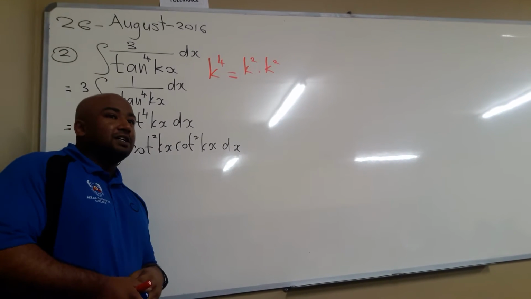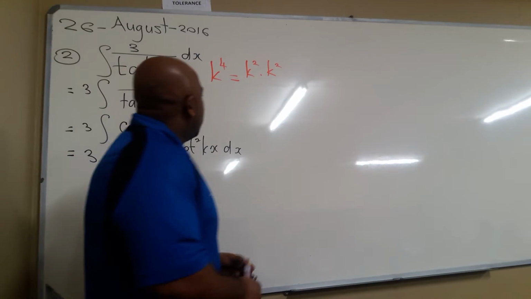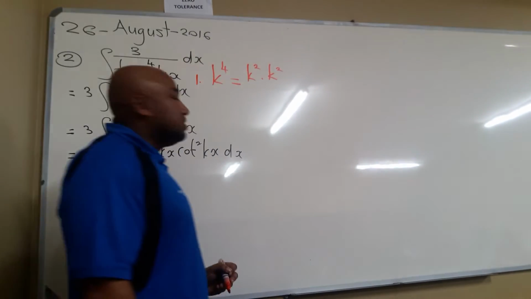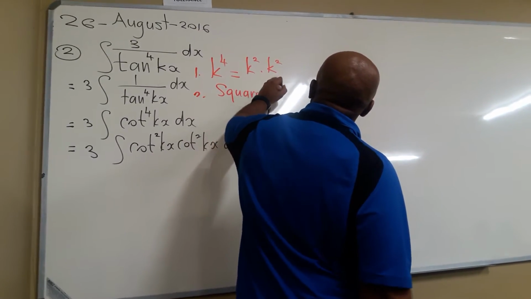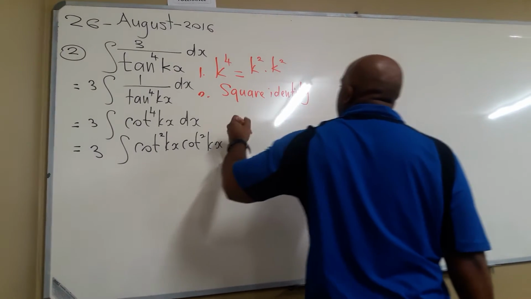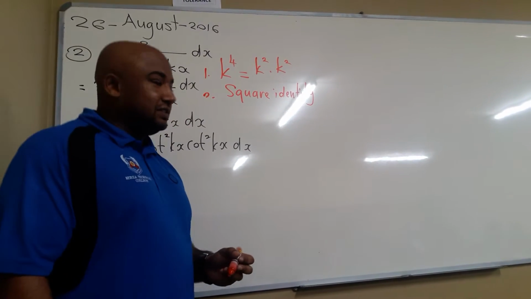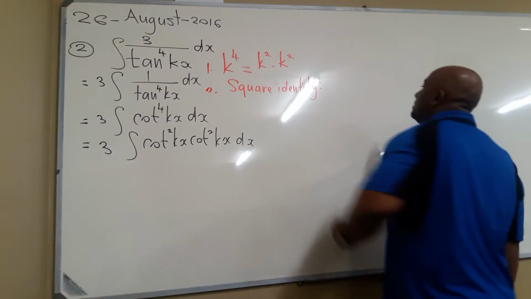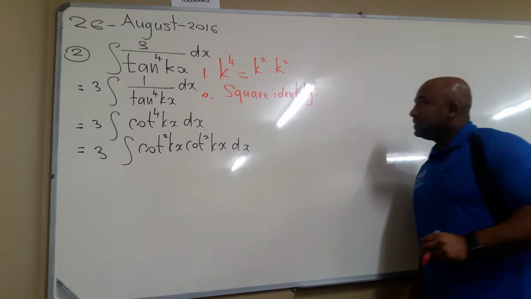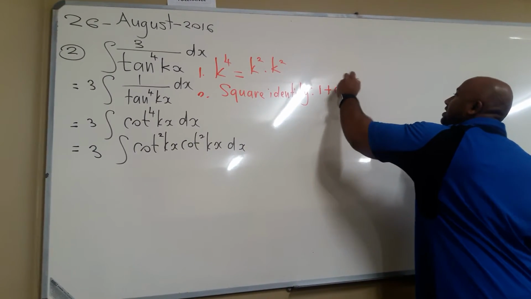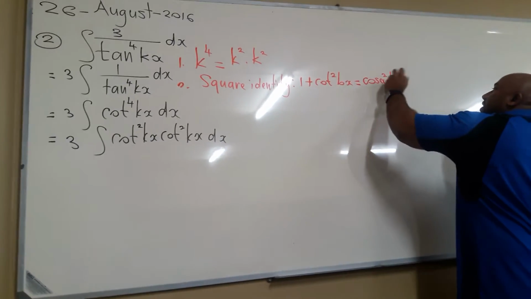So what did we do after splitting up our exponents? So this was step number 1. Step number 1 was your exponent law. Step number 2 will be your square identity. So what is your square identity involving cot squared now? Square identity for cot squared, it's going to be 1 plus cot squared of bx, whatever b is, equal to cosec squared.